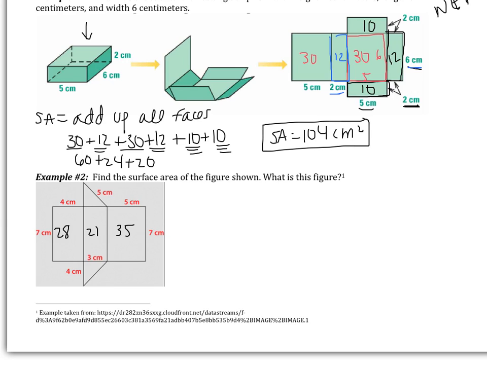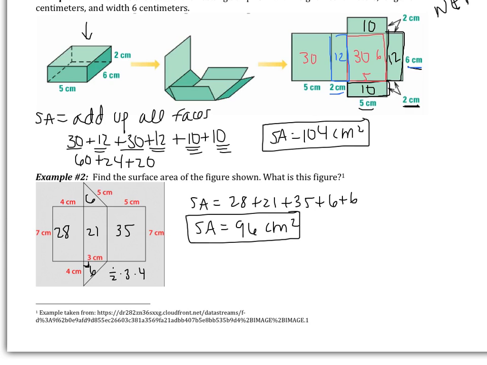This bottom triangle, if this is a right angle, it's going to be 1/2 my base of 3, my height of 4, which is going to be 6. The other triangle is the same, it's also going to be 6. So my surface area in this case is 28, add 21, add 35, add 6, which ends up being 96 centimeters squared. Remember, it's units squared because it's area.